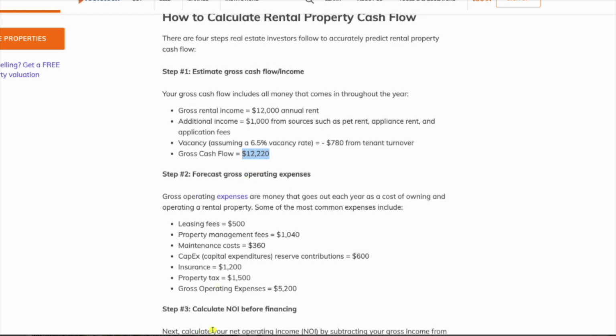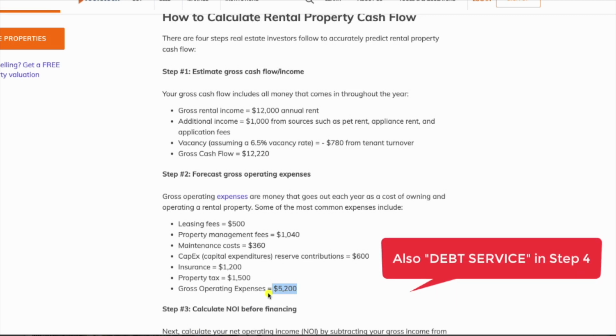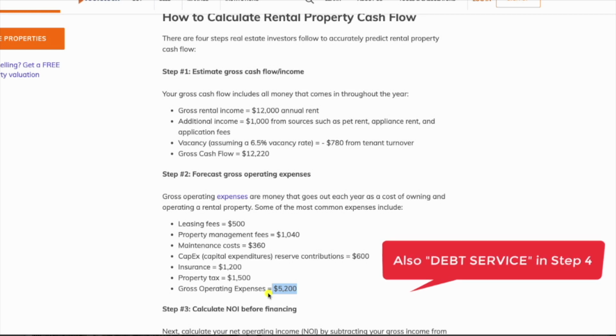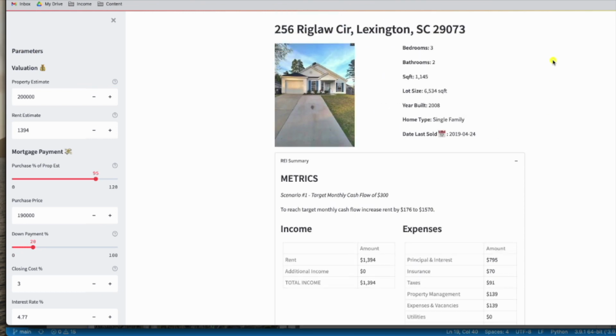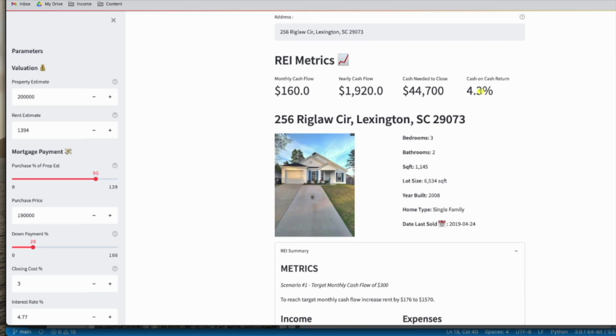Then for the second part, the gross expenses is $5,000, and what you would do is subtract the two, divided by 12, and this is how much cash flow you have per month. As important as this is, when we're evaluating if we want to purchase a property or not, it's really important for us to quickly see, does a property cash flow? Hence why I created this tool to quickly evaluate what is the cash on cash return and what is the monthly cash flow. If the monthly cash flow is not at our liking, what do we need to increase rent by in order to get there?